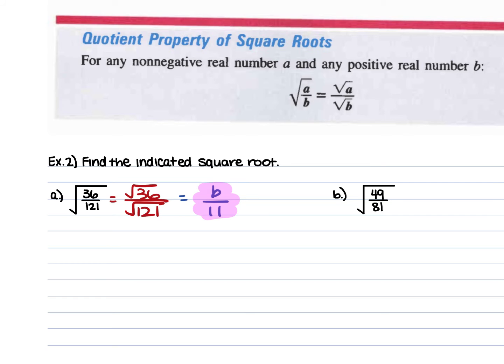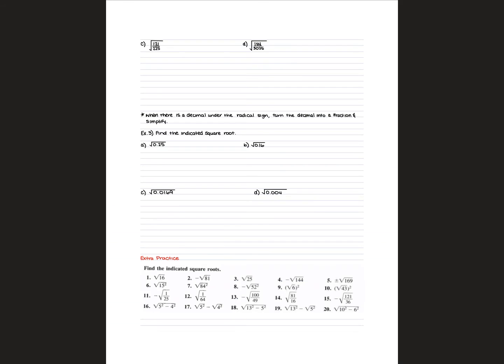And then for B, we have the square root of 49 over 81. So again, this is just the square root of 49 over the square root of 81. The square root of 49 is 7. The square root of 81 is 9. So it's just 7/9.